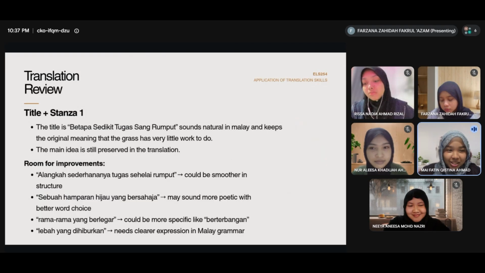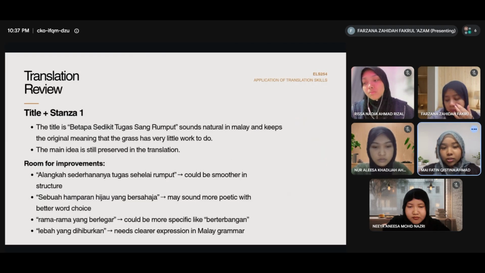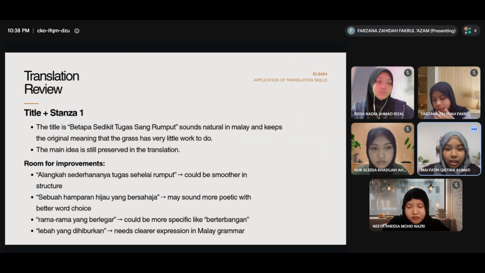Next, the phrase "sebuah hamparan hijau yang bersahaja." I think this line could be made more poetic with better word choice. Moreover, the phrase "ramai-ramai yang berlega" could be improved to "berterbangan" because it sounds more accurate and also natural. And last but not least, "lebah yang dihiburkan" needs clearer grammar because it sounds unclear in the Malay language.